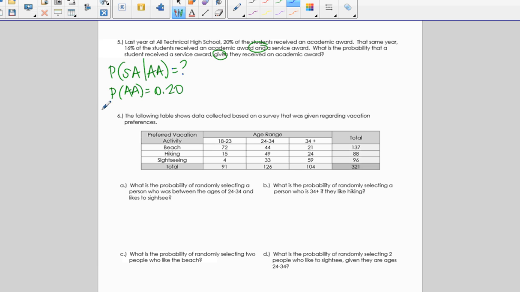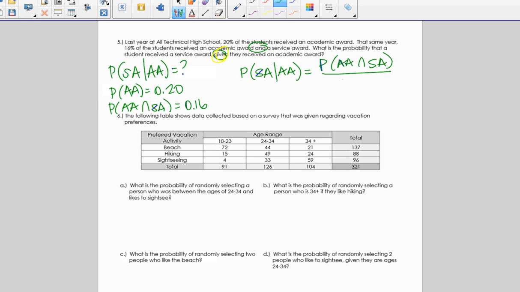And the probability of both an academic award and a service award is 16%, so 0.16. All right, so because of the given here, that's conditional probability. So we're looking at the probability of a service award given an academic award is the probability of both a service award and academic award, doesn't matter the order, all over the probability of an academic award.